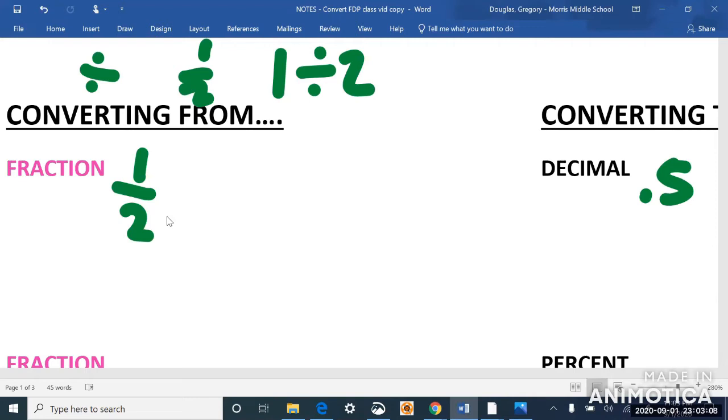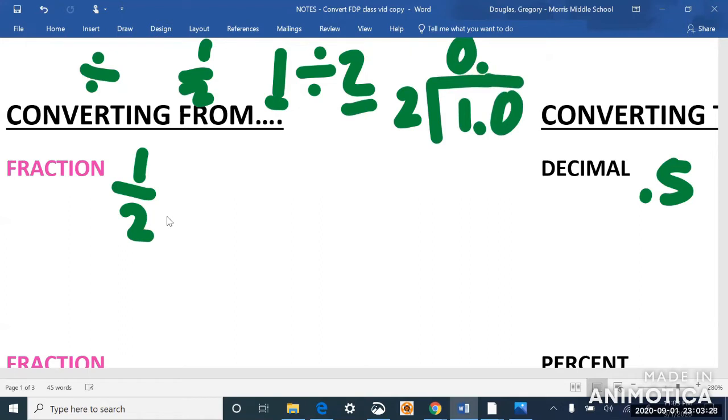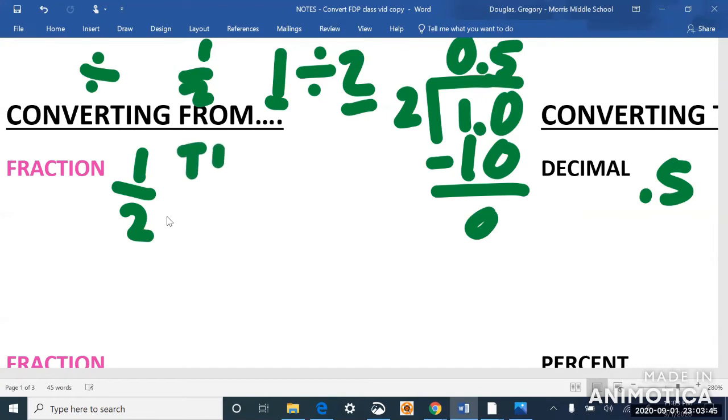First number goes in, last number goes out. So for this one, the first number, the 1, goes in, and the second number goes out. Now 2 does not go into 1, so it's a 0. And then you put a decimal there and add a 0. 2 goes into 10 5 times perfectly, evenly, okay, with 0 remainder. So that's why it's 0.5, okay? Now, one other thing you could say instead of FILO, when you have 1 over 2, you could say TIBO, okay, top in, bottom out.